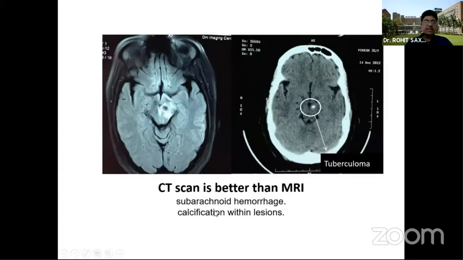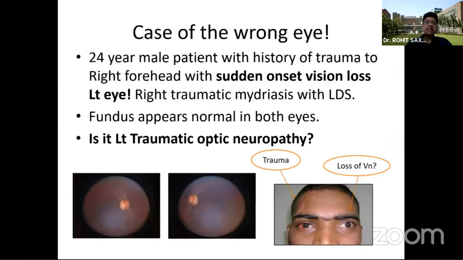and can be done where MRI imaging is contraindicated. So a CT would be better than an MRI in conditions you can see where, like in this case, you have a subarachnoid bleed or a calcification within the lesion. So if you're looking for calcification, CT would be your investigation of choice and not an MR, where you may just see a diffuse idea but not be as accurate.